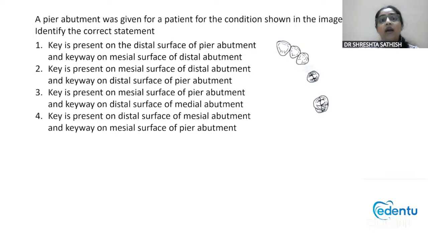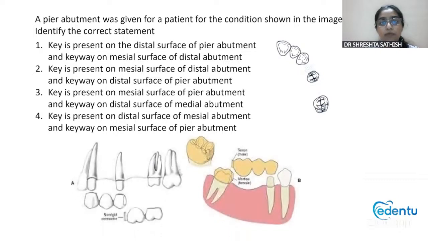And the keyway is always on the mesial surface of the prosthesis. That is the second prosthesis. Mesial surface of the second prosthesis. So this is how it will always come.